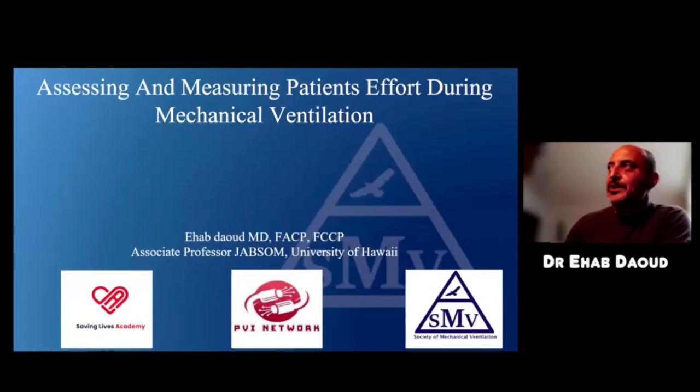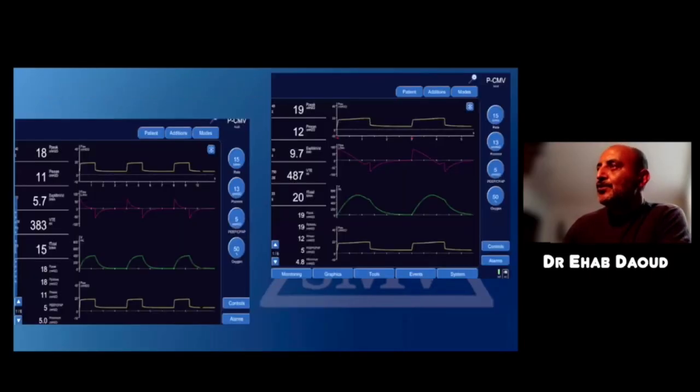So today we're going to talk about assessing and measuring the patient effort during mechanical ventilation. Before I go into the details, it's a pretty big presentation, but we have 15 minutes, so I'm going to try to stay on time. This is an example where you just intubated the patient. This is pressure controlled ventilation.